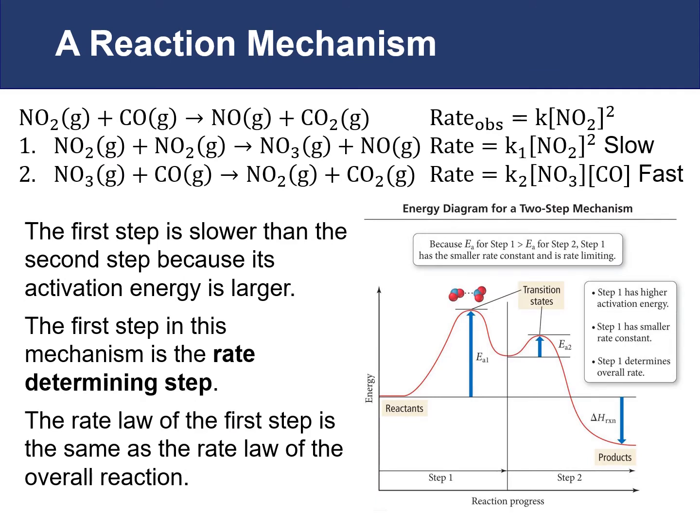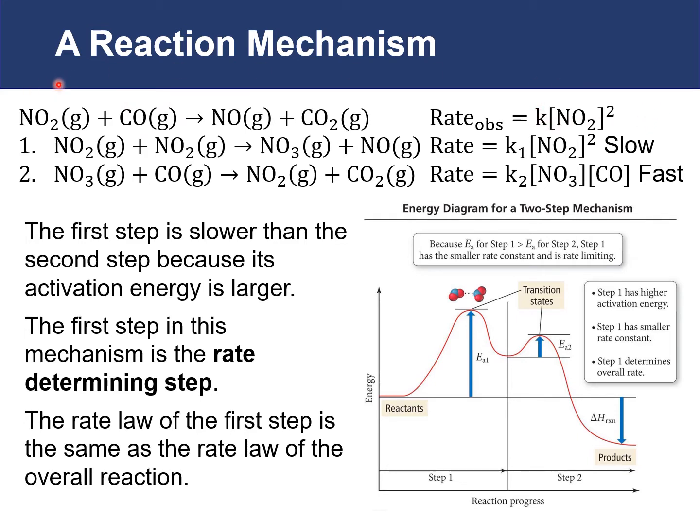Now let's look at the reaction between NO2, nitrogen dioxide, and carbon monoxide to form nitrogen oxide and carbon dioxide. It has been found that the rate for this process is second order with respect to the nitrogen dioxide. We do not see any of the carbon monoxide in the observed rate expression.